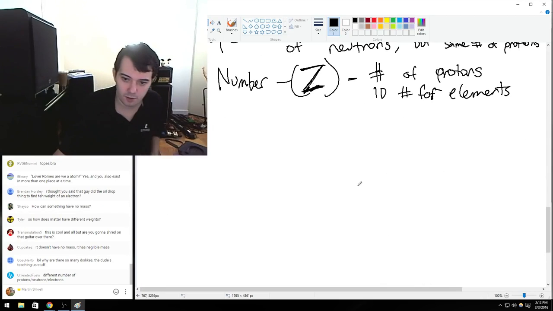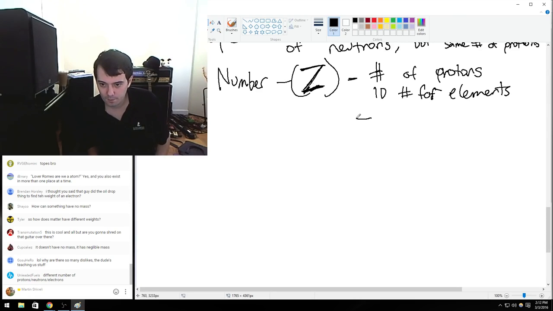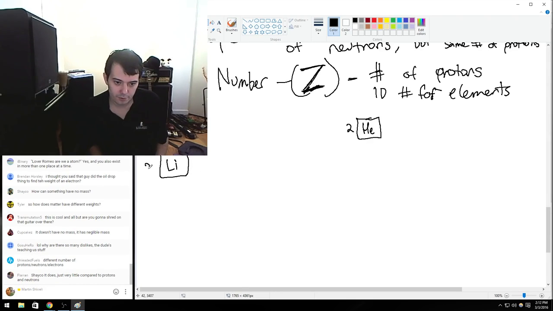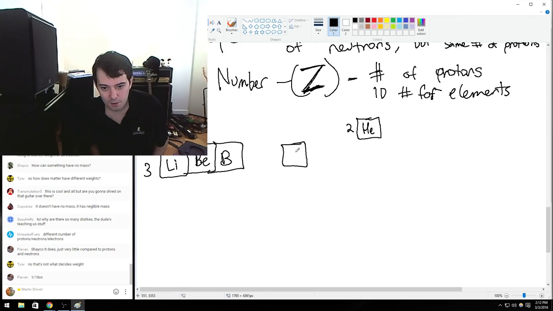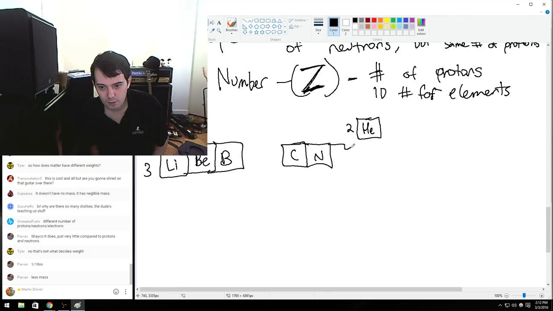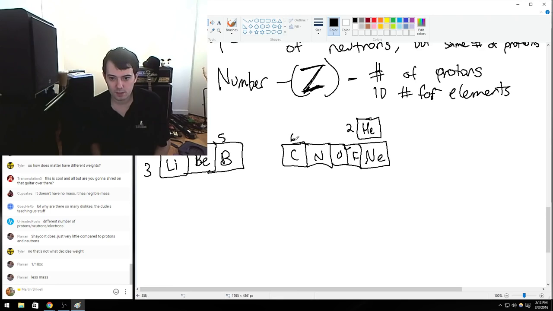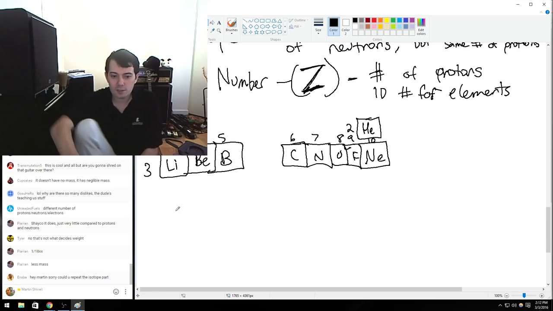And we're going to jump a little bit ahead into the periodic table, but if you look at how the periodic table is set up, you have hydrogen, helium, lithium, which is 1, 2, 3, and these are the Z numbers, these are the atomic numbers. Beryllium, boron, little gap there. You have carbon, nitrogen, oxygen, fluorine, and neon. And it keeps going: 4, 5, 6, 7, 8, 9, 10. And these are the number of protons in each of these elements.